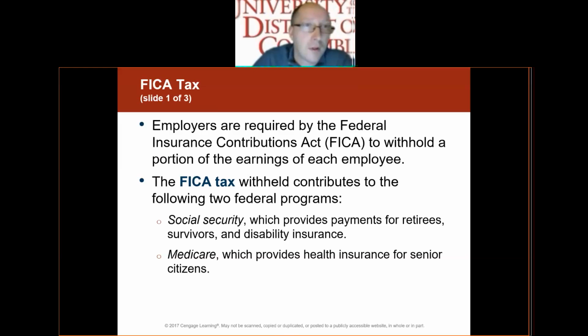Okay, let's talk about the FICA tax. This is the part I was telling you about that the employer has to pay. Employers are required by the Federal Insurance Contributions Act, also known as FICA, to withhold a portion of earnings for each employee. The FICA tax withheld contributes to Social Security, which pays for your retirement eventually. Some of us might not retire. It also pays for disability insurance. And then employers also pay Medicare, which is health insurance for senior citizens.